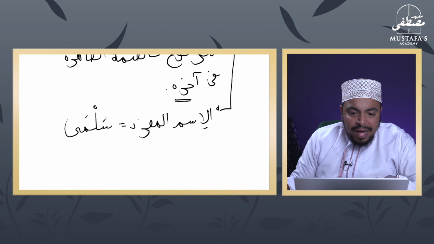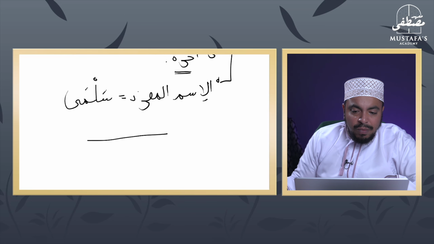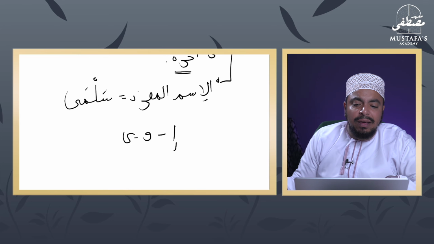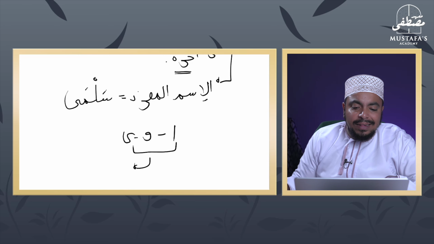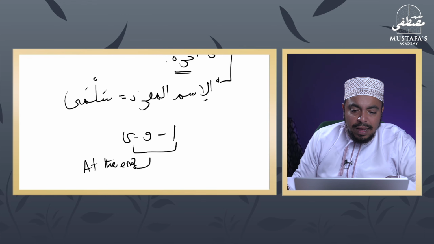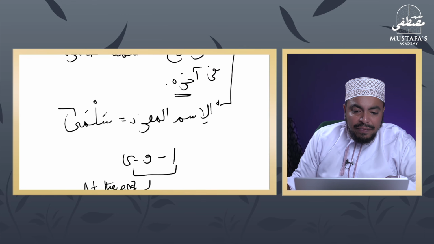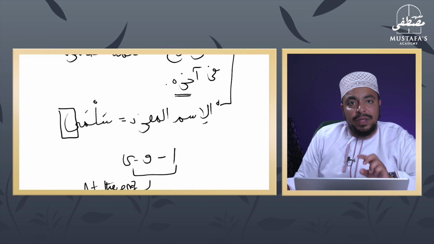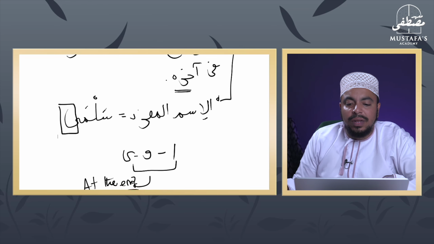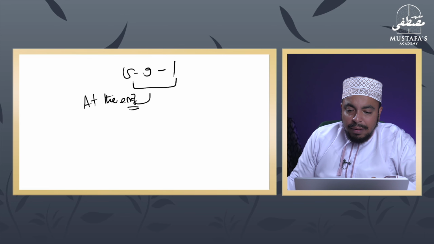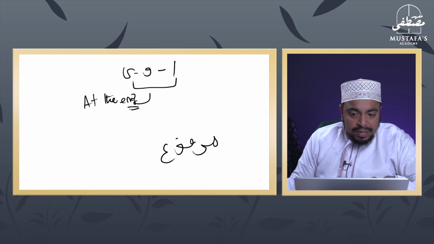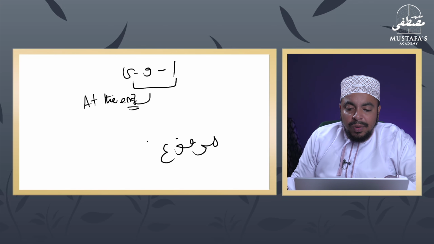When you have a harf illa, what did we say? Harf illa, they are alif, waw, and ya. Where are they? They are normally at the end. And because of this, when you have a harf illa at the end of the word, what do you say? Marfu'un. It's still in a state of rafa.